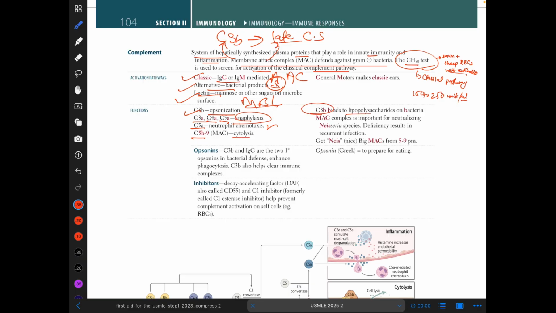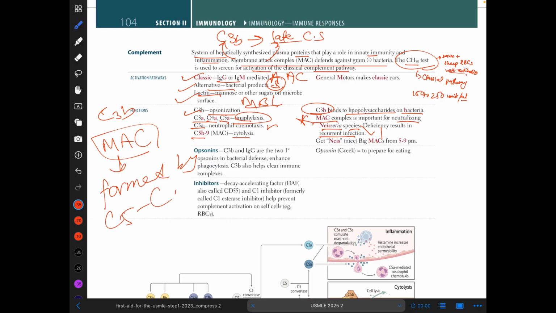The C3b binds to lipopolysaccharide on the bacteria. MAC complex is important for neutralizing Neisseria species, and deficiency results in recurrent infection. Also, guys, you know in the late also. Already you guys know that the MAC is stimulated by C3b. When MAC is going to be formed, the late complement system works from C5 to C9. So in C5 to C9 deficiency, the most common issue is recurrent infection of Neisseria species.